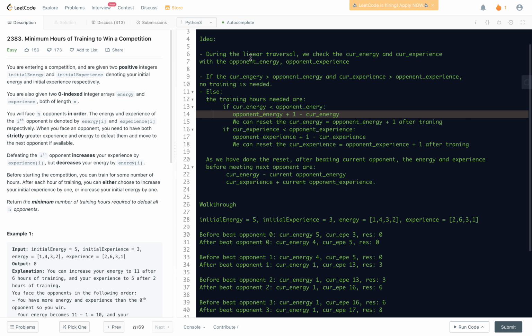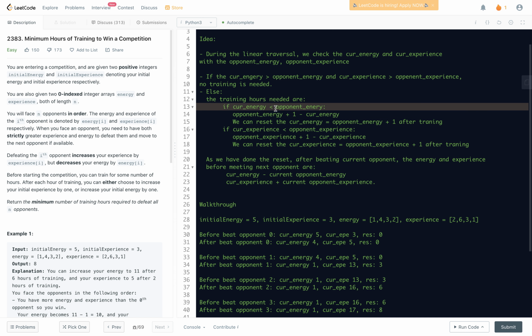The idea is rather straightforward. We are going to do a linear traversal. During the traversal, we check the current energy and the current experience we have when we meet the current opponent's energy and opponent's experience. First, if the current energy is strictly larger than the opponent energy and the current experience is strictly larger than the opponent experience, no additional training is required. We just update the current energy and the current experience and then go to the next opponent.